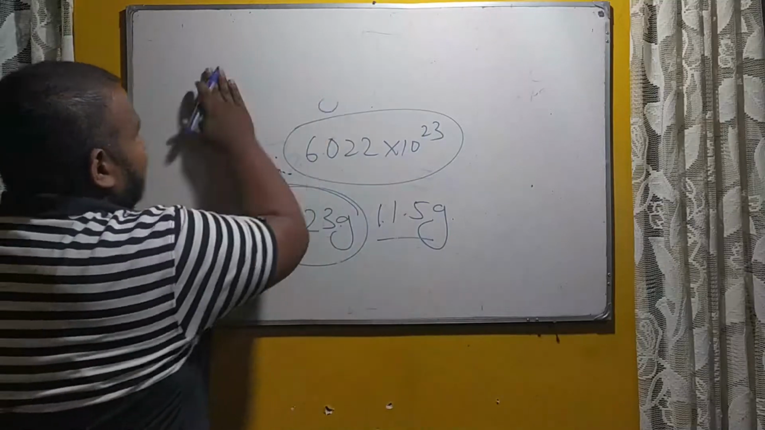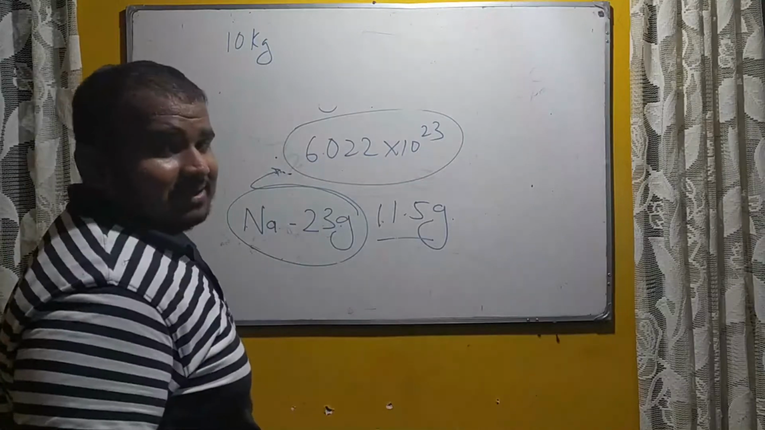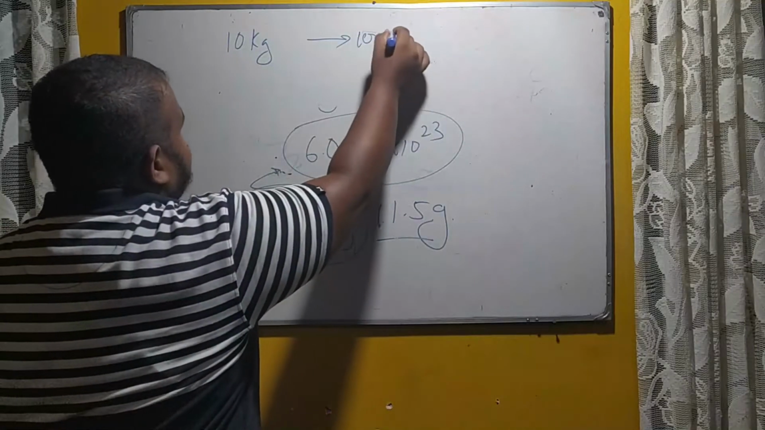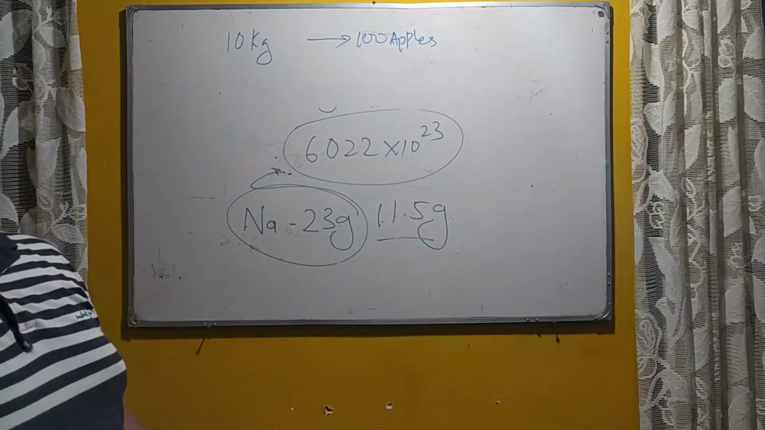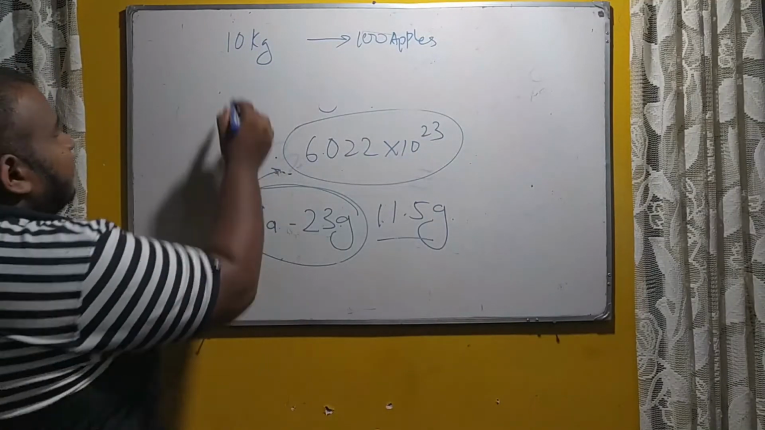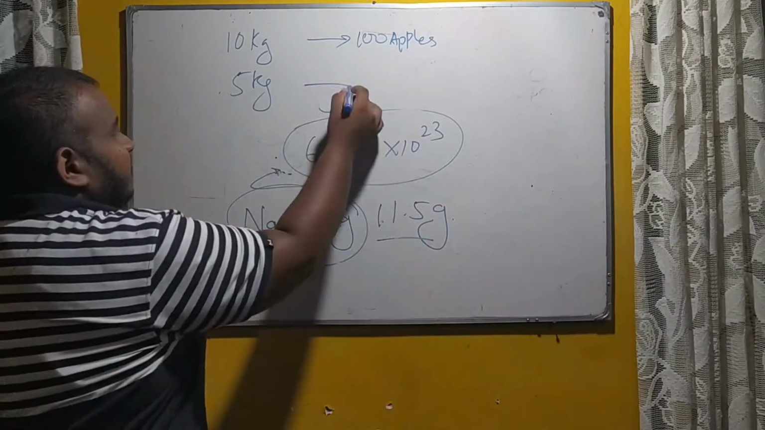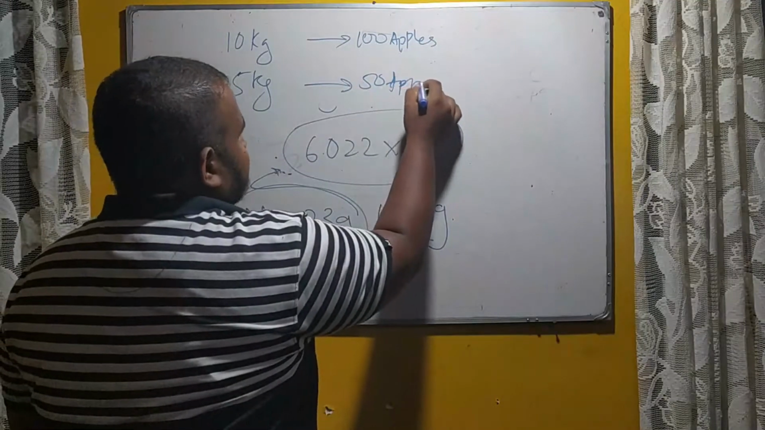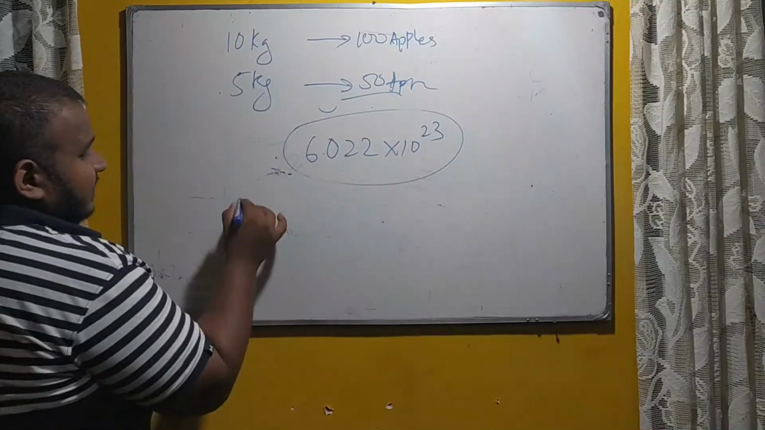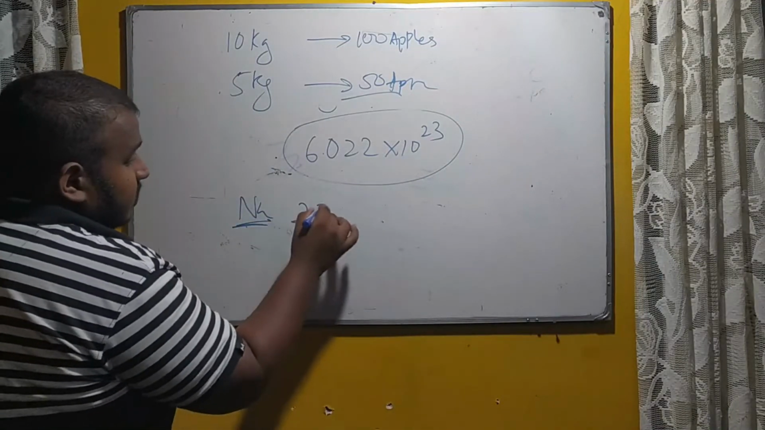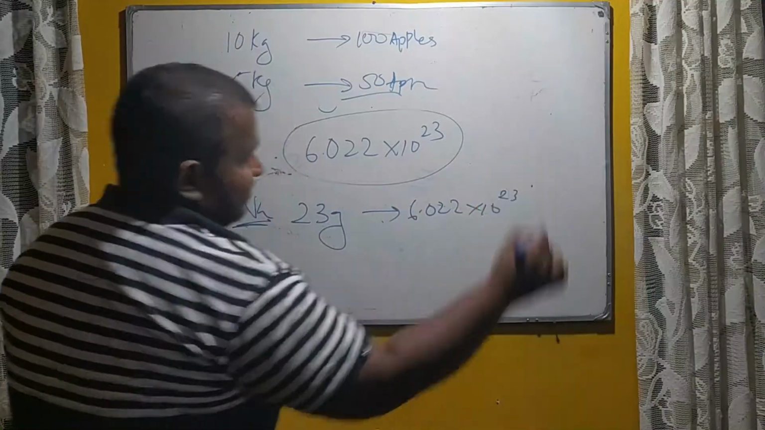Very simple. If I say that 10 kilograms of apples consist of 100 apples, and then I ask how many apples will be in 5 kilograms, definitely it is 50 apples. Similarly, according to the Avogadro constant, in 23 grams of sodium there will be 6.02 into 10 to the power of 23.